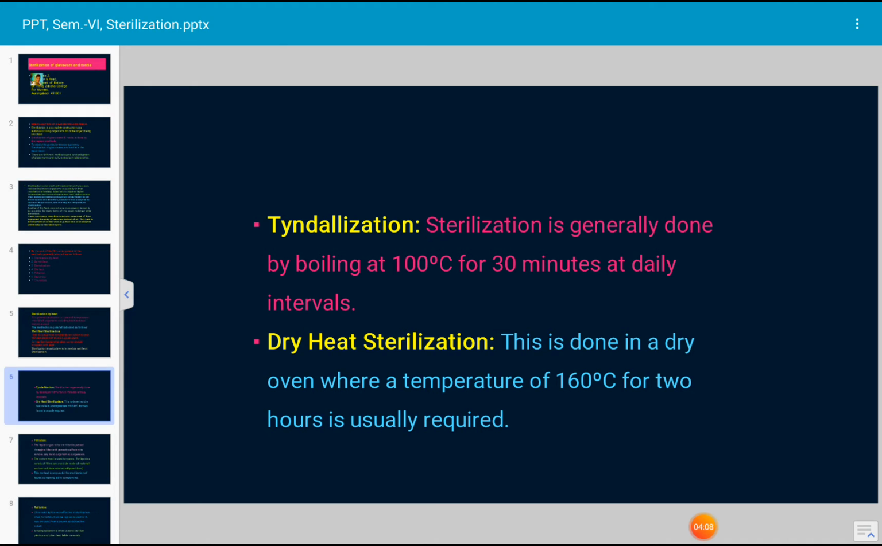Let us see dry heat sterilization. Dry heat sterilization is done in a dry oven, where a temperature of 120 degrees Celsius for 2 hours is usually required.